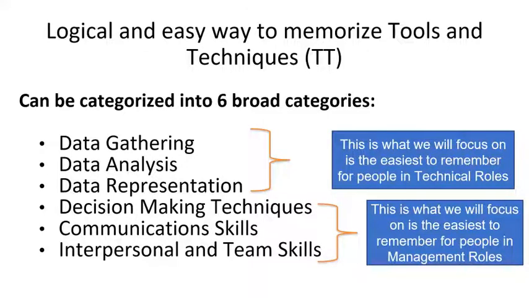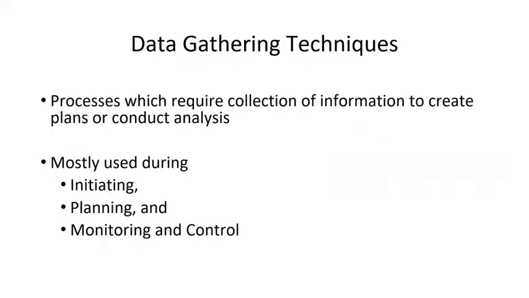And if someone is actually on the human side of the project, or the soft skill side of the management side, they are more in tune with the decision-making techniques, the communication skills, and the interpersonal and team skills, which could be conflict management, which could be just negotiations. So for those people in those kinds of roles, it just becomes easier to remember those kinds of techniques. So that's a brief overview of where most of these categories are used.